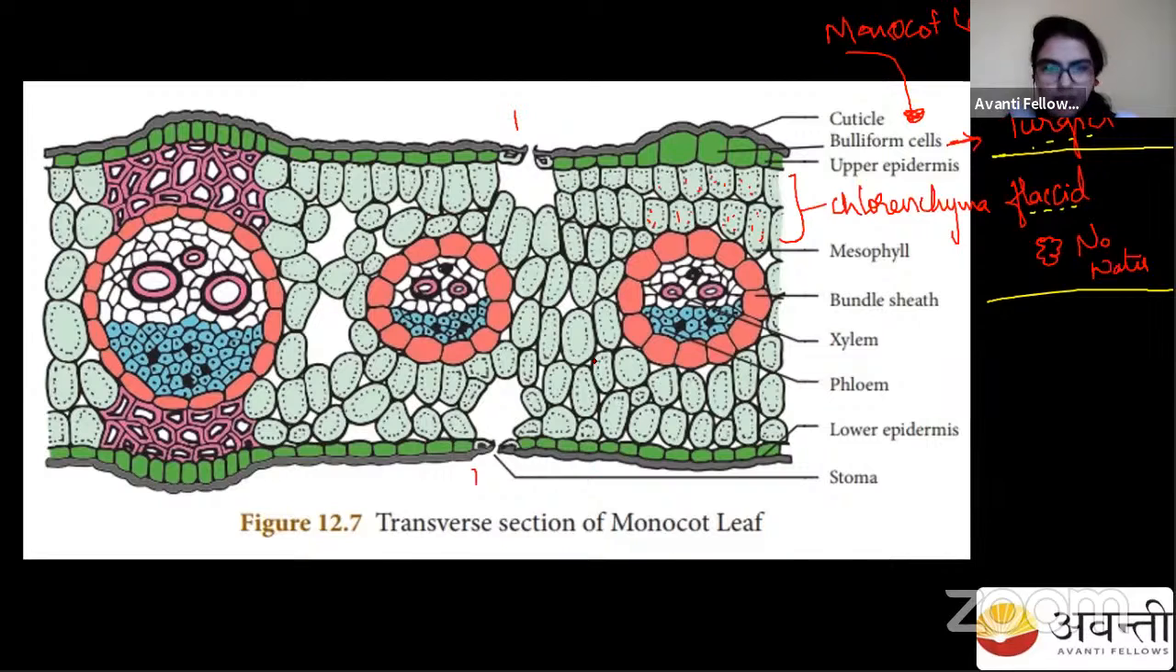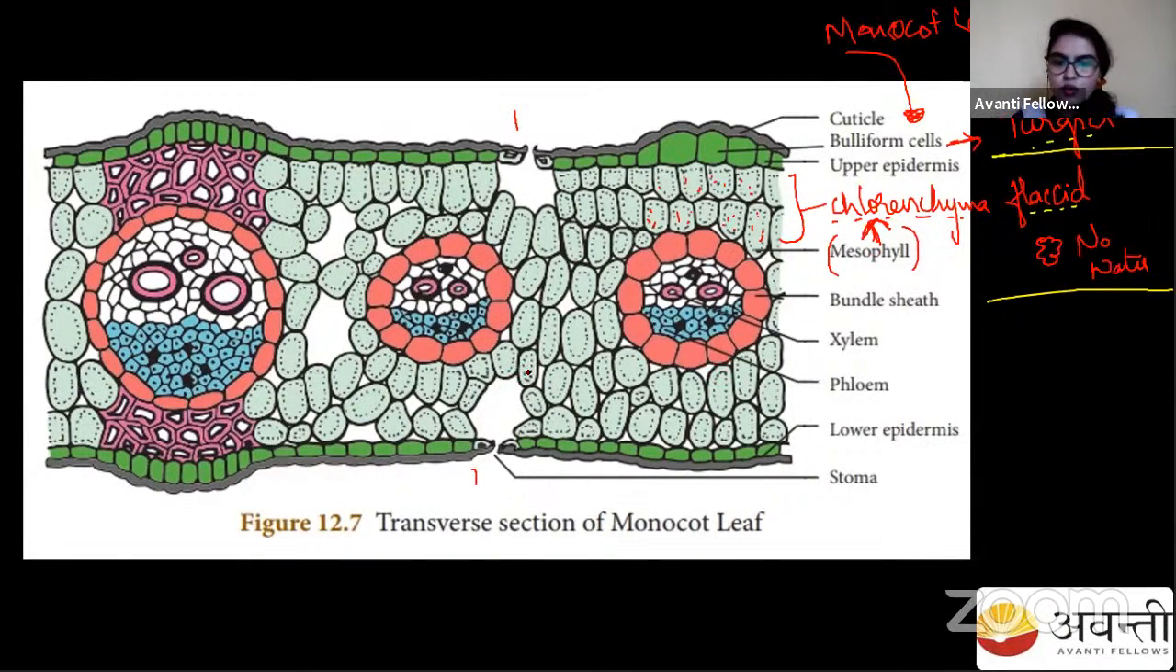You can see similar cells towards both the upper and the lower epidermis. These are your chlorenchyma cells, and these chlorenchyma cells are the mesophyll cells. The mesophyll part is made up of chlorenchyma cells. So it's clear, right, guys? Epidermis, cuticle, bulliform cells, and the presence of stomata are equal in both the upper and lower epidermis. And the mesophyll is made up of chlorenchyma cells.